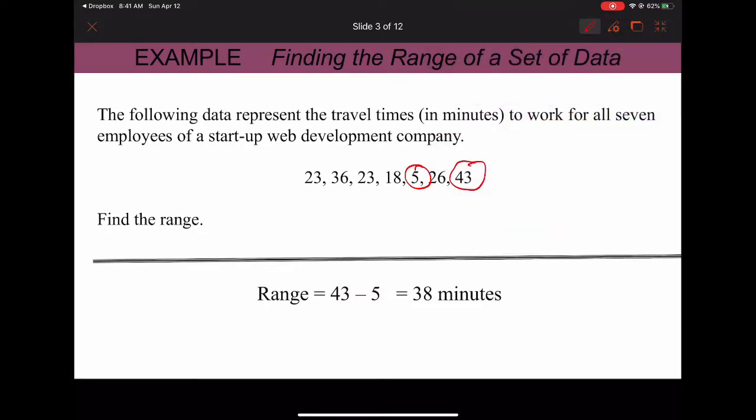Well, apparently I forgot. So 43 minus 5 is 38. So 38 minutes is the range of data. That's the difference between the largest and the smallest.